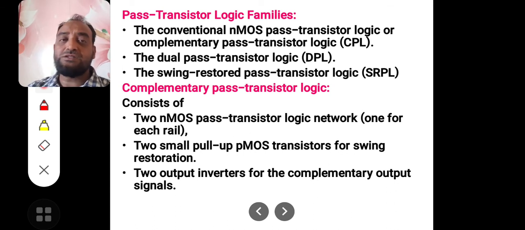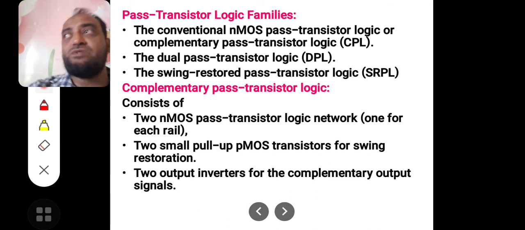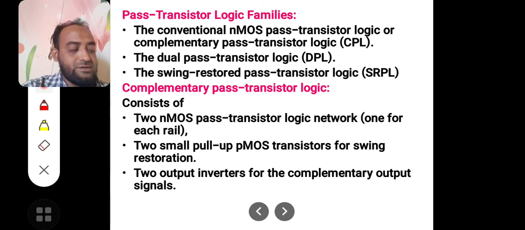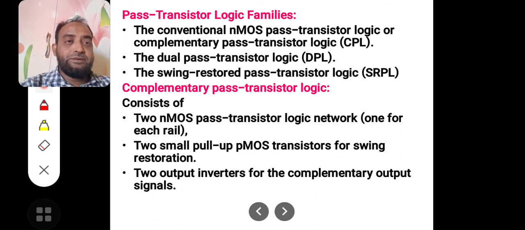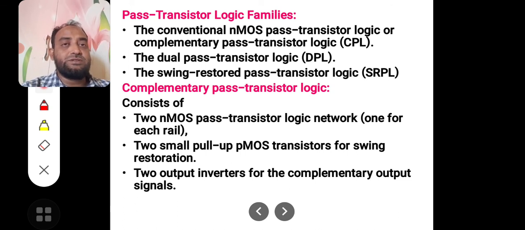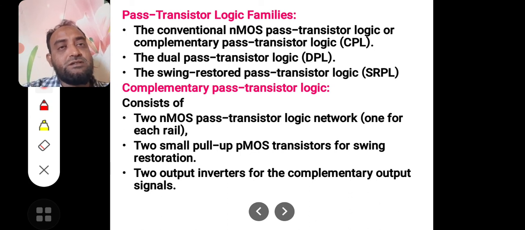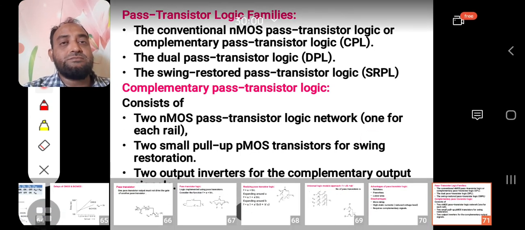The first one, complementary pass transistor logic, consists of 2 NMOS pass transistor logic networks, one for each rail, that is, one for VDD and one for ground. It requires 2 small pull-ups, that is PMOS transistors, to restore the swing, and 2 output inverters to have the complement of the result. So these are the requirements and different logic families of pass transistor logic.